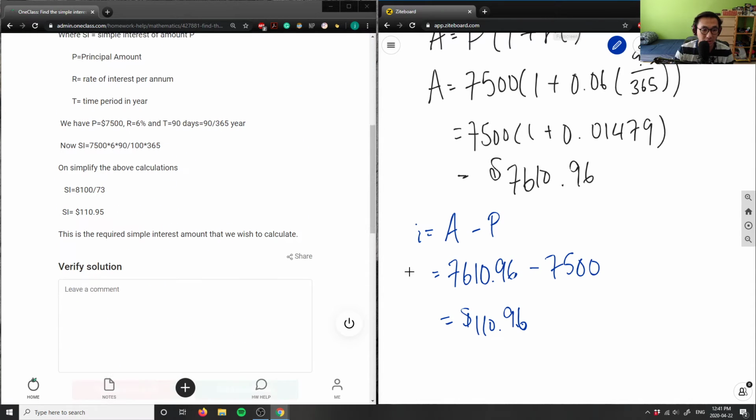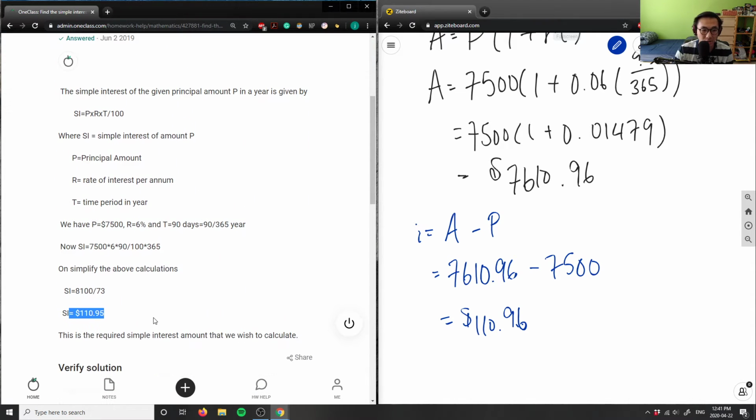So this here is my correct solution. As you can see, $110.96 is also the correct solution here. What they wrote is that simple interest is the principal times the rate times the time divided by 100. So they did 7,500 times 6 divided by 100, obviously because it's a rate here, times 90 divided by 365. So exactly the same formula as I did here. And they simplified it using a calculator, and they got $110.96.